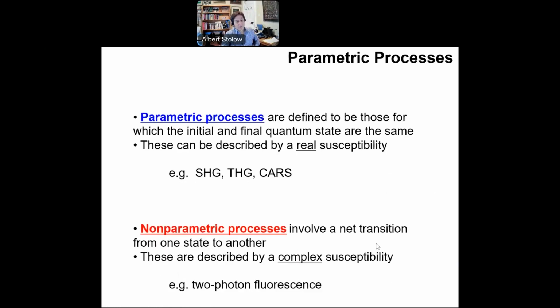In nonlinear optics, there are processes that are called parametric. And basically, that is when you start and end on the same state. And this is described by a real susceptibility. And there are non-parametric processes where you end up in a different state, and these are described by a complex susceptibility. You could basically think of these parametric processes as a nonlinear version of the refractive index, and these other ones are like a nonlinear version of the absorption coefficient. You can think of them like that.